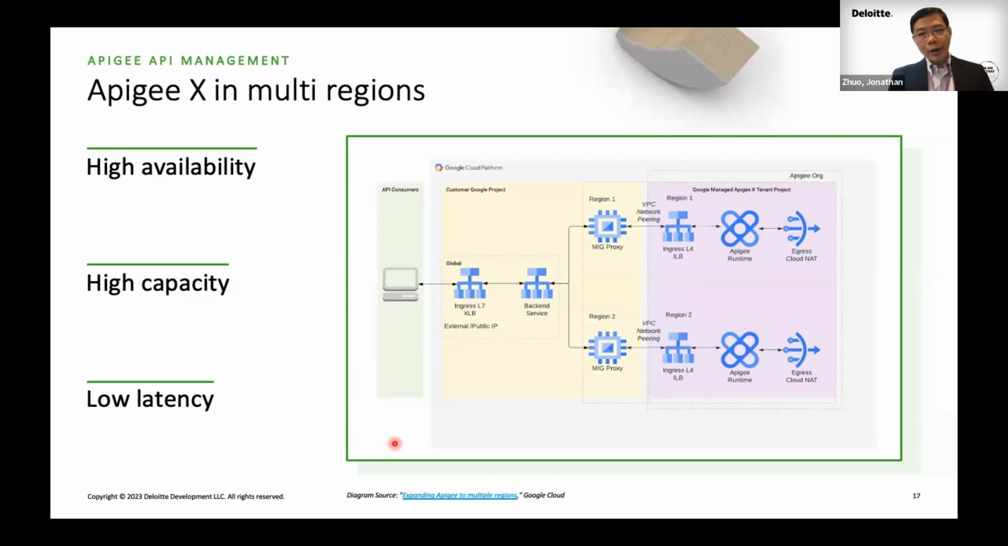So to add a new region, you must create an entirely new instance in this region. For example, here in region 2, I added another Apigee runtime. You will create a managed instance group in your project, which is here, to communicate with a level 4 internal load balancer deployed in the region where the new Apigee instance resides. The managed instance group proxies for all regions are connected to the global external load balancing backend.